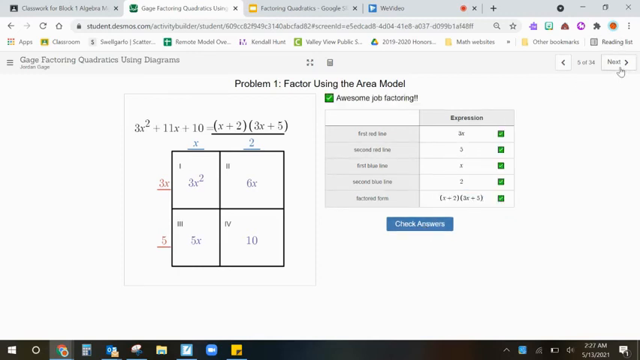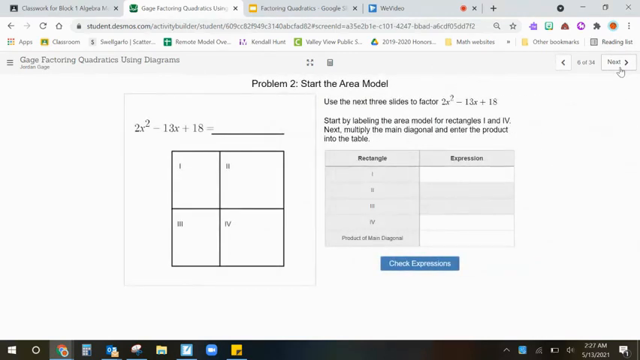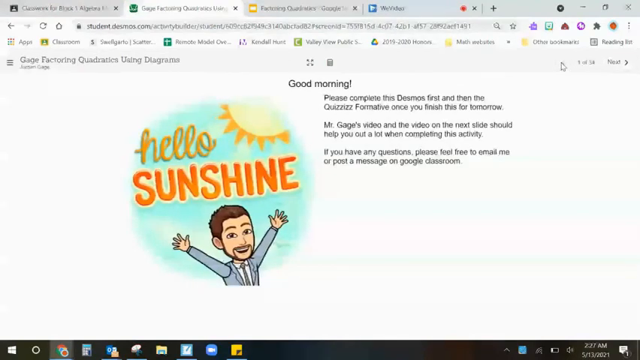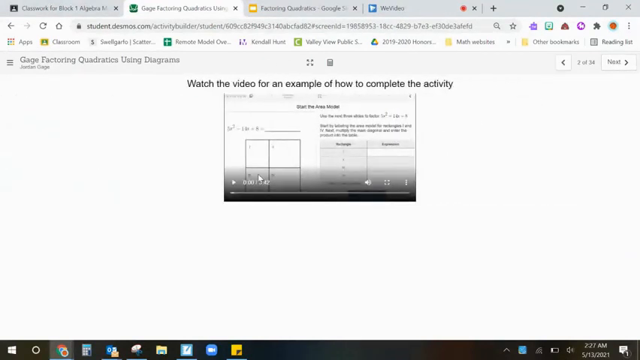So then I would move on and I would do the next problem. So you would go through the same thing. And again, if I went too fast, if you go back to slide 2, there is a lady that's going to explain this to you and lay it out, and you can rewind it and fast forward it. And you can do the same with this video.